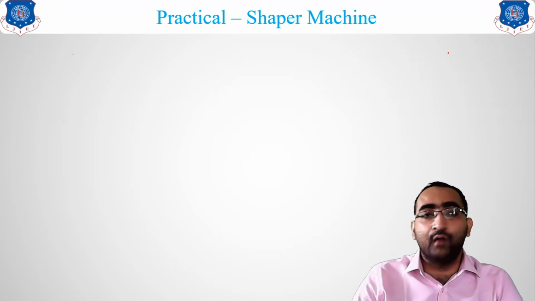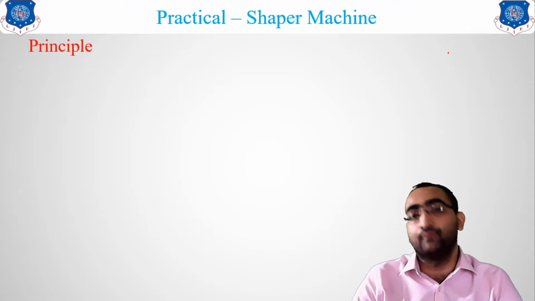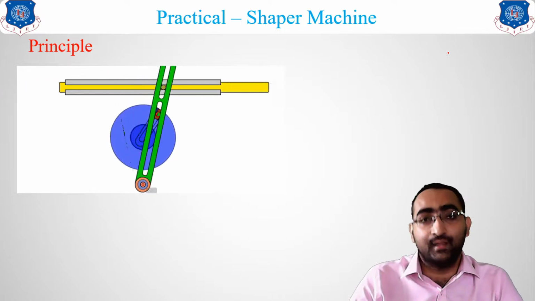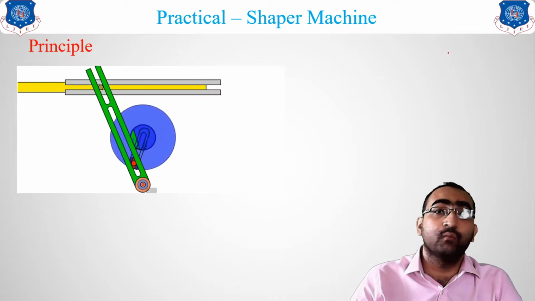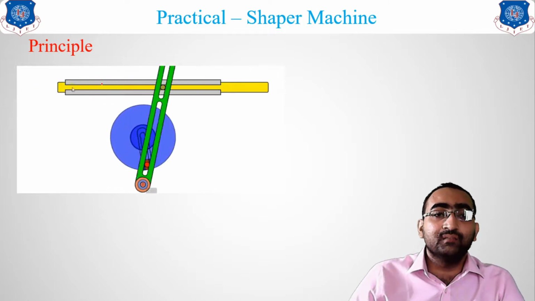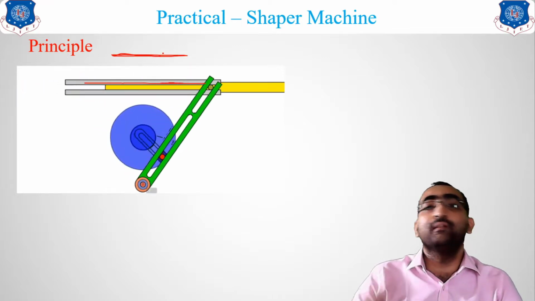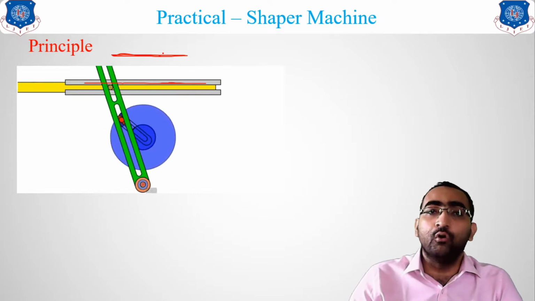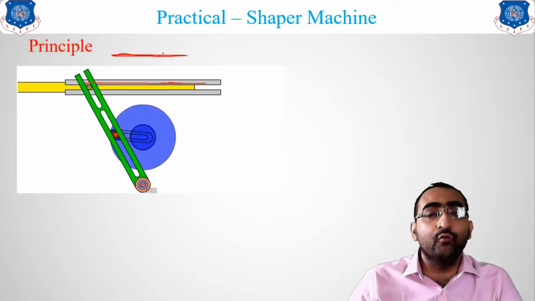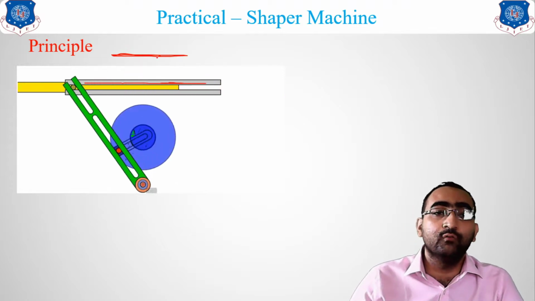Now let us move forward and discuss the major principle on which this shaper machine works. This shaper machine works on the principle of the quick return mechanism. You can see over here, this particular thing will reciprocate on its path. It will move in the same path. Our shaper machine also works in this manner. It will reciprocate to and fro on a particular path.